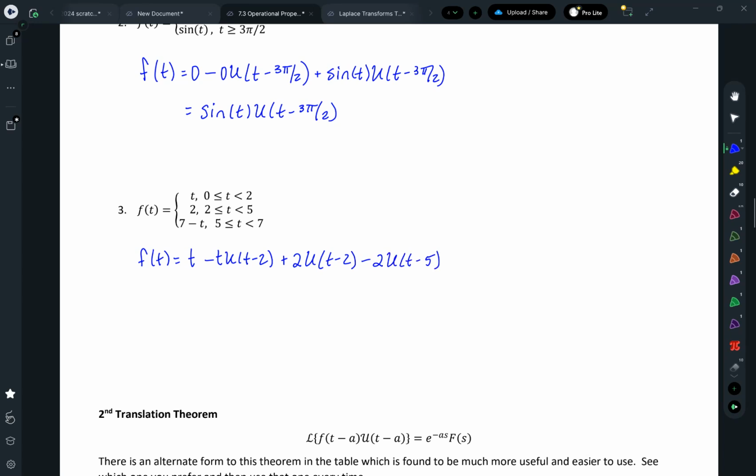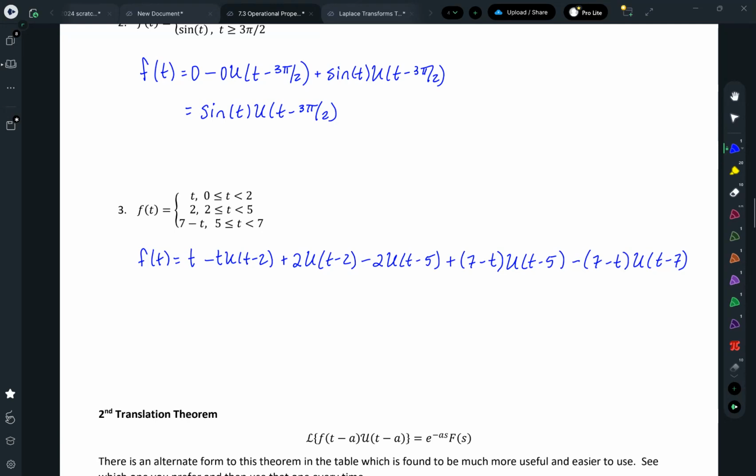Last piece, we're going to turn on a 7 minus t, so put parentheses around that. We'll do that at t equals 5, so we need a u of t minus 5. And that's not going to stay on forever. That's going to shut off at 7. So then we have a minus, in parentheses, 7 minus t times u of t minus 7.